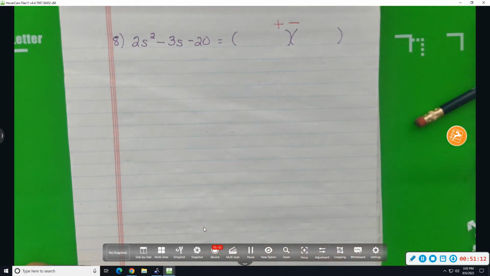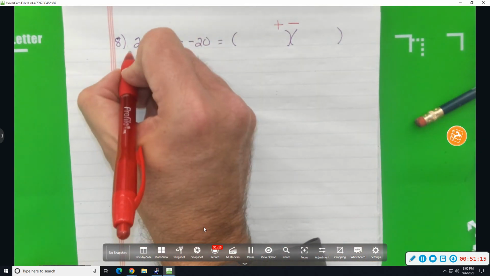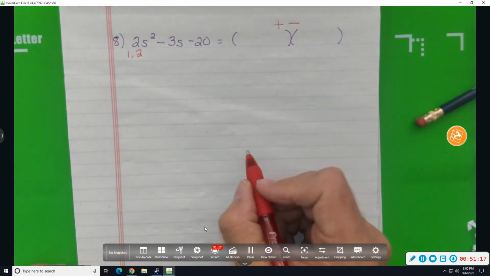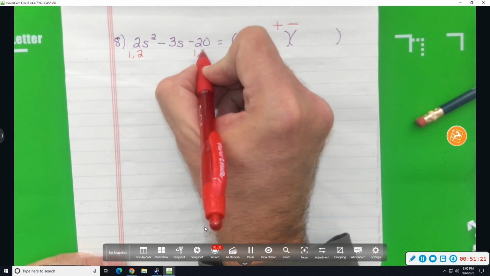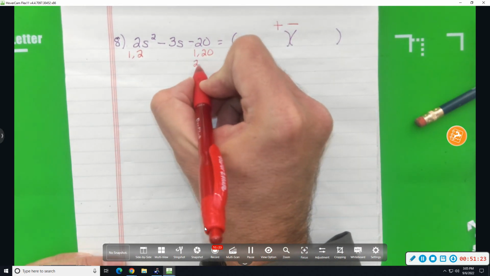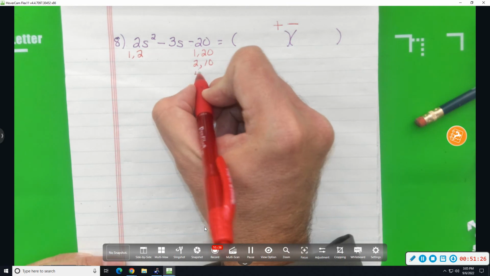Numbers that multiply together to give 2 are 1 times 2. That's nice. Numbers that multiply to give 20 are 1 times 20, 2 times 10, 4 times 5.